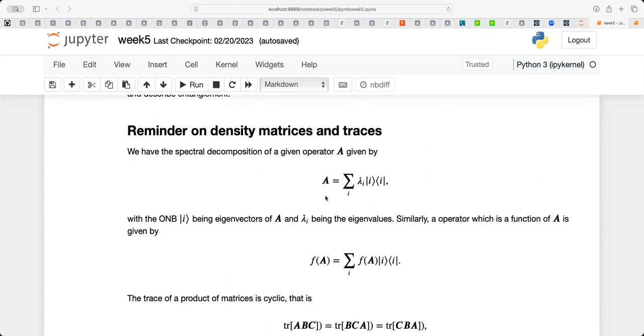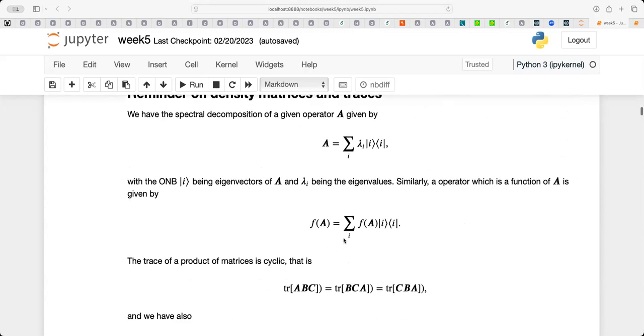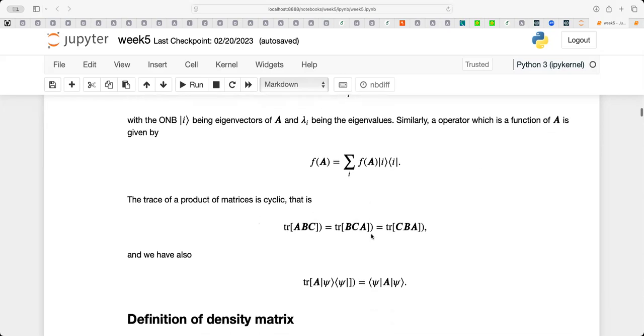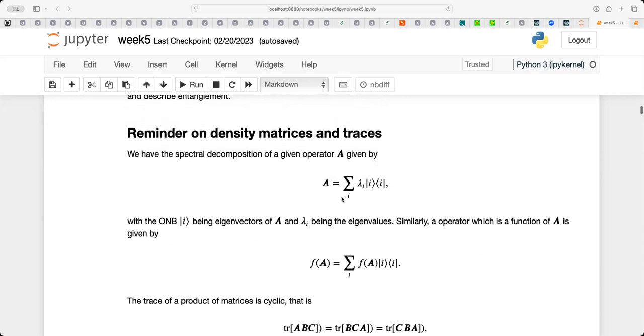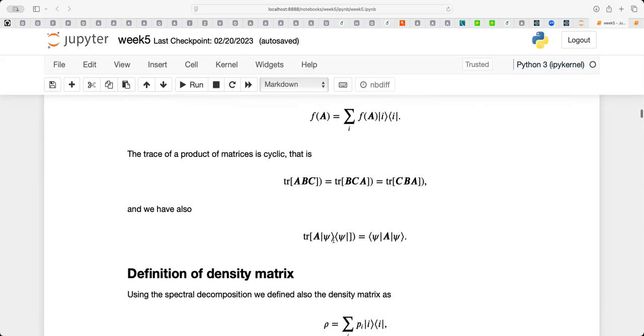So we defined a given operator using the spectral decomposition. We could define that in terms of the eigenvalues and the eigenbasis, which is assumed to be an orthogonal eigenbasis. And an operator, which is a function of this operator A, can also be written out like this. And the trace of a product of matrices is cyclic, which means that this equation here has to be obeyed. And we also have that the trace of this specific quantity which we have here is now given by the expectation value of the operator itself.